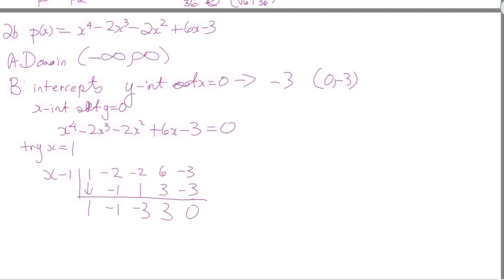All right, so what have we got? We have p of x equals (x minus 1)(x cubed minus x squared minus 3x plus 3). And you get to do it all over again.